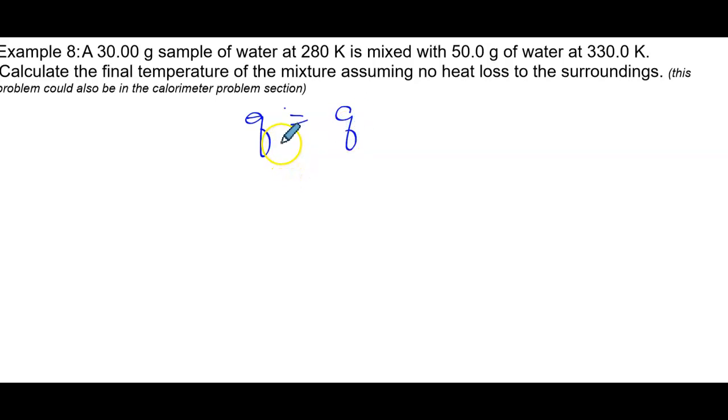So we're going to call this Q of 280 Kelvin. Actually, better yet, let's do it this way. Let's do Q of 30 grams equal to Q of the 50 grams. Now, which one is transferring heat to the other? Whichever one is warmer, because heat transfers from warmer to cooler. So which one is warmer?